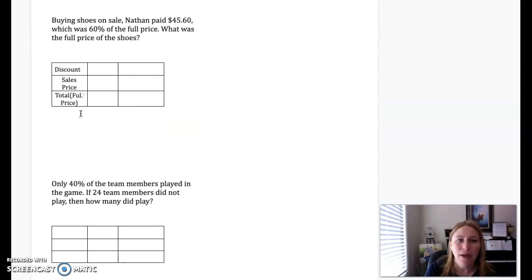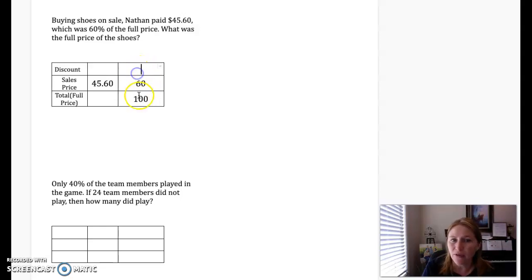So it says, buying shoes on sale, Nathan paid $45.60, which was 60% of the full price. So we have kind of the sales price here. We have the $45.60. That's what he paid as the sales price. And they told us that that was 60% of the full price. Now the full price is always 100%. If we have to buy something full price, which don't do, by the way, find things that are discounted or on sale. But if you have to pay full price, you're paying 100%.